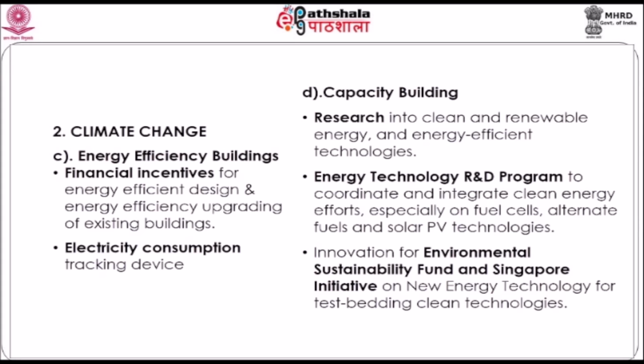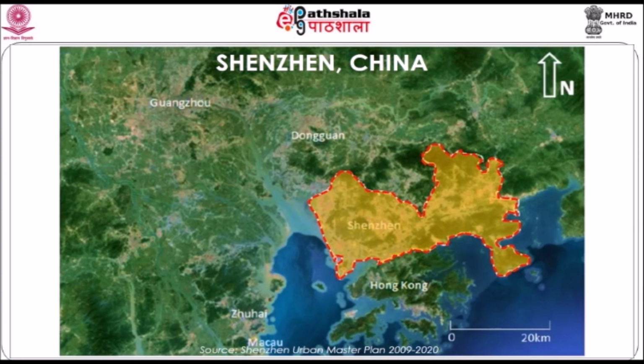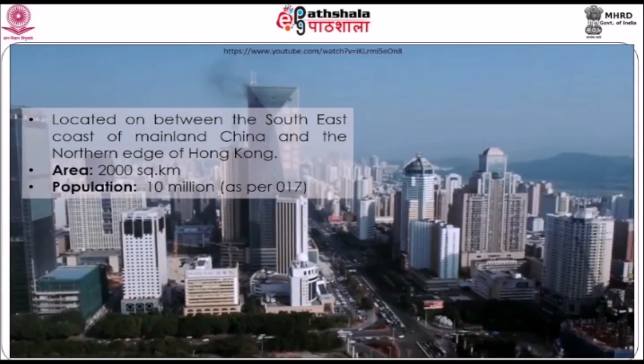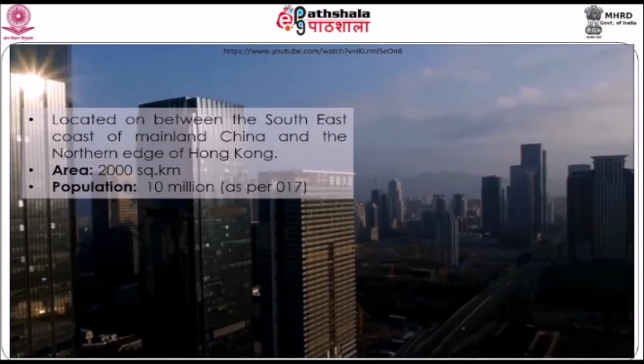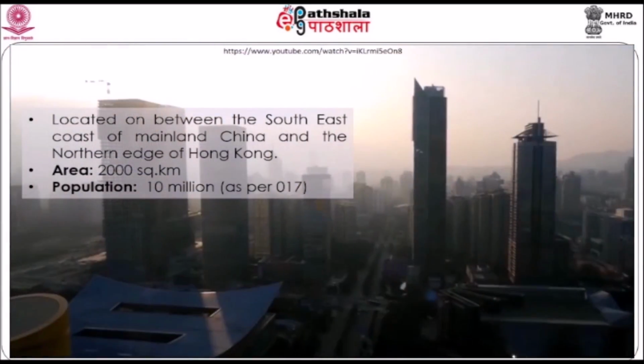Regarding transport, which was one of the challenges, to overcome the problems related to transport, they improved and encouraged use of public transport, tried to improve the fuel economy, promoted green vehicles, and used energy efficient road construction and maintenance techniques. Shenzhen in China, you can see the location of Shenzhen, has a population of 10 million and an area of about 2000 square kilometers.